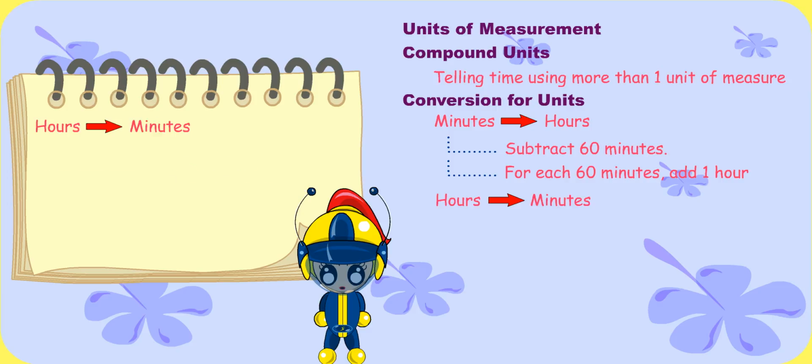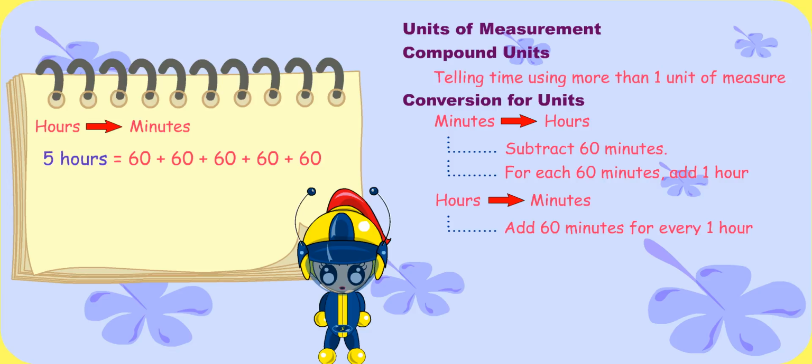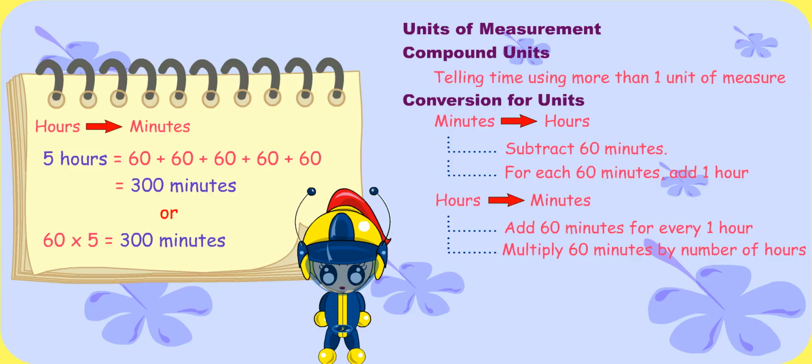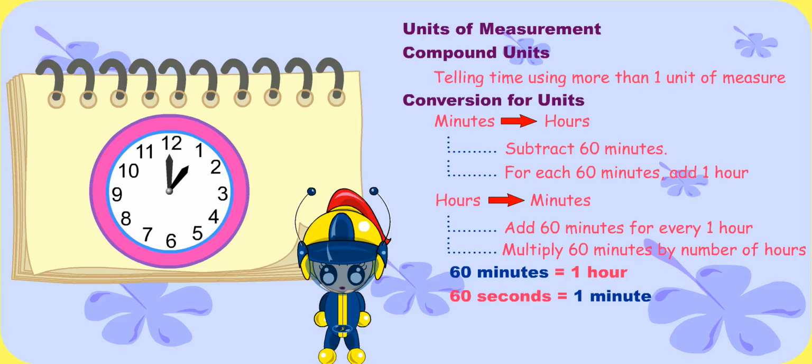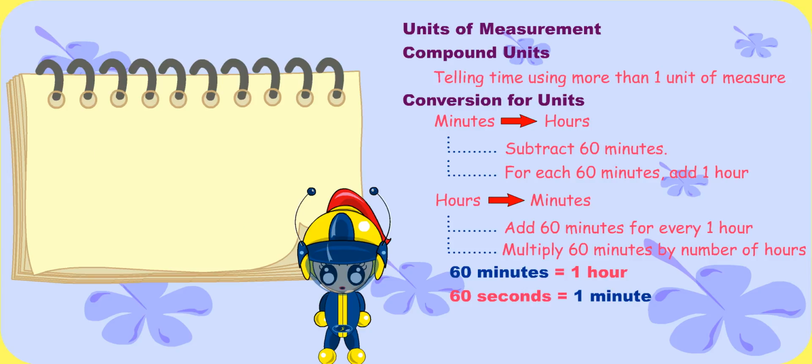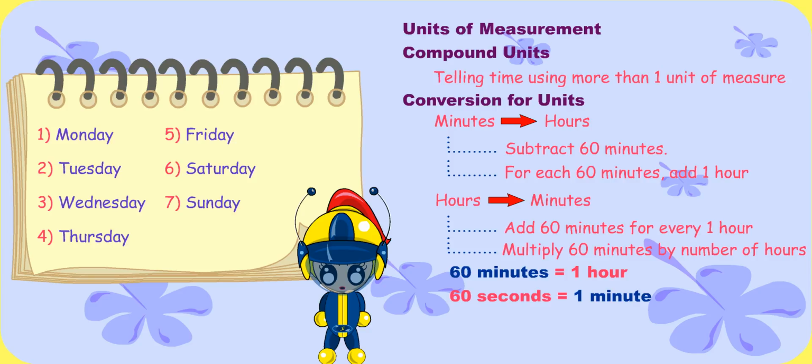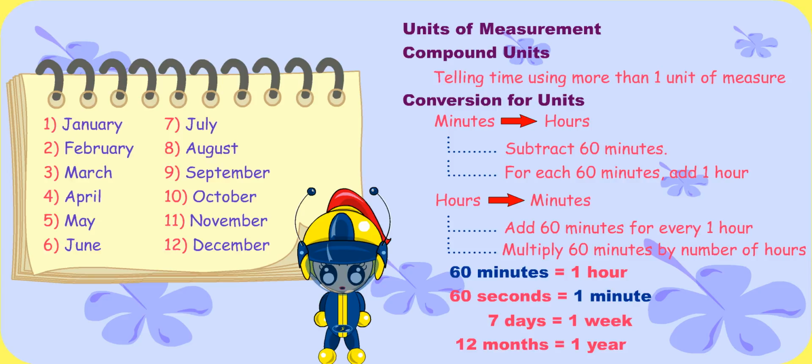And to convert hours to minutes, I add 60 minutes for every 1 hour, or I multiply 60 minutes by the number of hours. Therefore, 5 hours equal to 300 minutes. What about changing seconds to minutes or minutes to seconds? I will do likewise as I have done with converting minutes to hours and hours to minutes. This is because like 60 minutes make 1 hour, 60 seconds also make 1 minute. Very good. Similarly, we can do conversion between day and week as well as month and year. Just bear in mind that 7 days make 1 week and 12 months make a year.